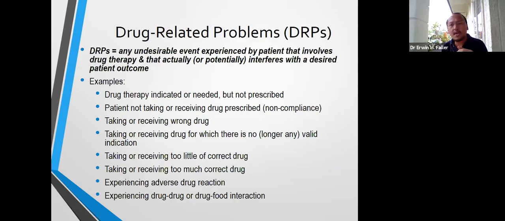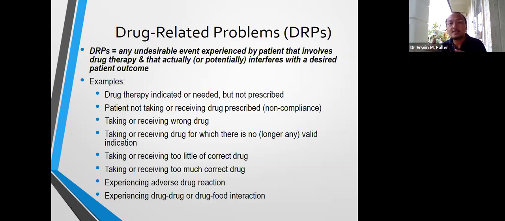So next would be the drug-related problem. I think this is the core of our medication review. We will be able to assess those undesirable events experienced by our patient involving all our drug therapies that interfere with the desired patient outcome, or our goal.